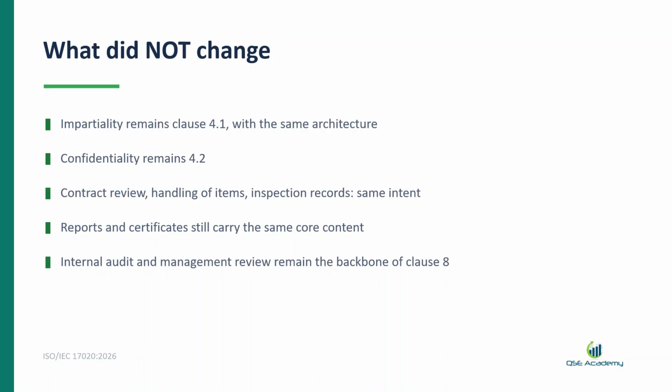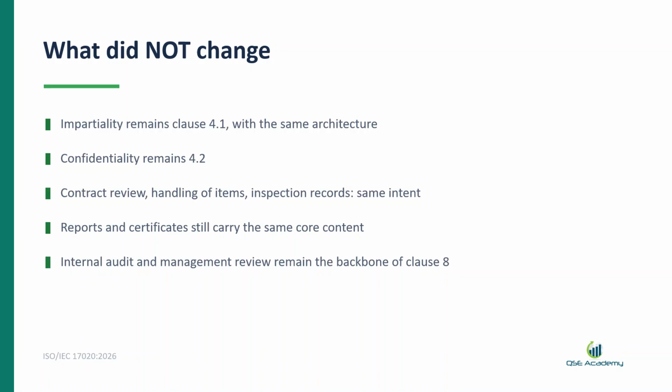Impartiality is still Clause 4.1 with the same architecture. Monitor relationships, identify threats, eliminate or minimize, demonstrate top management commitment, no remuneration that influences results. If your impartiality system worked, keep it. Confidentiality is still 4.2 with the same scope. Contract review, handling of items, and inspection records carry the same intent, with tighter wording on traceability of amendments. Reports and certificates still carry the same core content items.